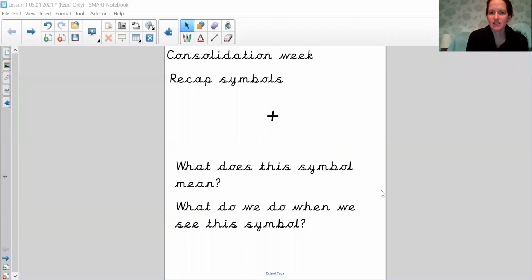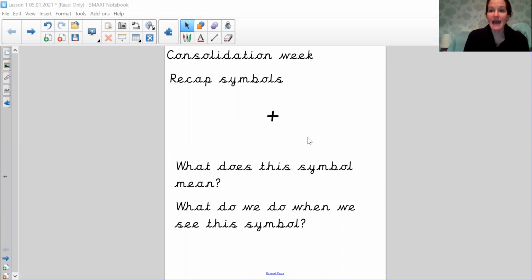So consolidation week. We're going to recap the symbols. So what does this symbol mean? See the symbol in the middle. What does that mean? Can you tell me? Have a think. What do we do when we see this symbol? What are we supposed to do? So at school, we might say it's this symbol.